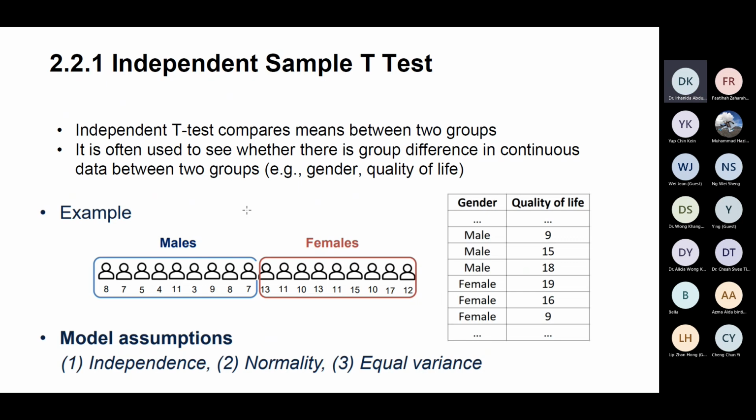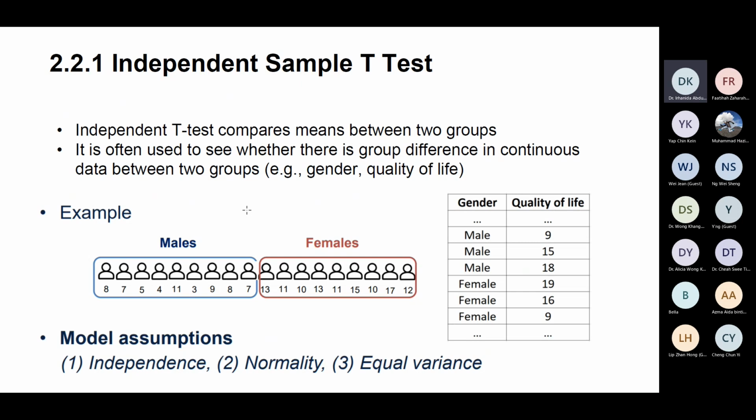I believe some of you, when you read journals, have heard about the t-test. So what is a t-test? Why do we use a t-test? Actually there are a few groups of t-tests, but the one that I'm covering today is the independent sample t-test. We use the independent sample t-test to compare the means between two groups. So we have two groups, like for example here, we have a male group and a female group.